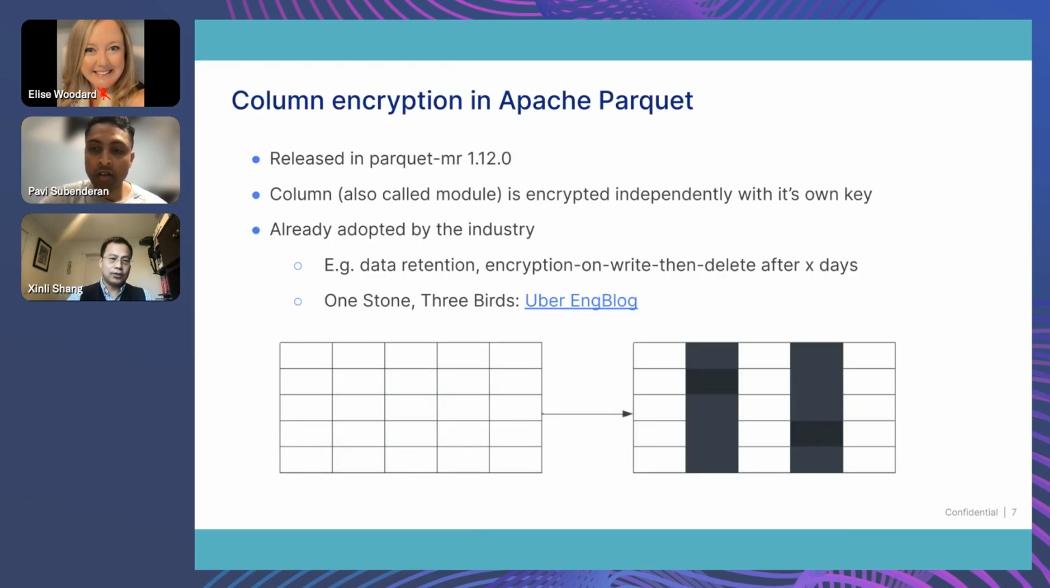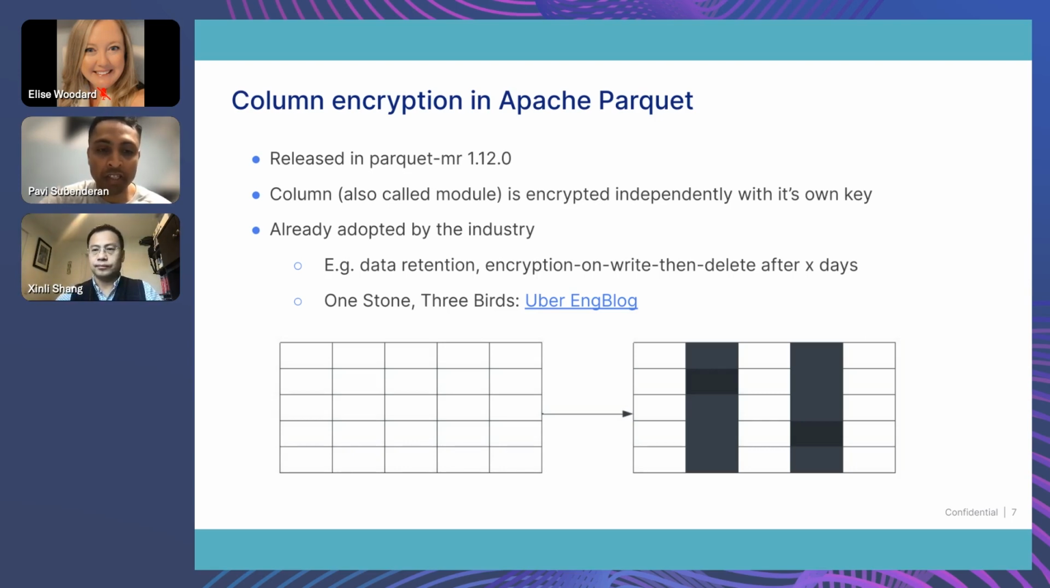Now I will transition to Pavi to talk about cell level encryption. Yeah. So for this talk, we're mainly talking about cell encryption. But before we get there, I want to give everyone a motivation on how we got to cell level encryption. Previously, the thing that we've been working on for the past few years and that has slowly gained more and more adoption is column encryption in Apache Parquet.